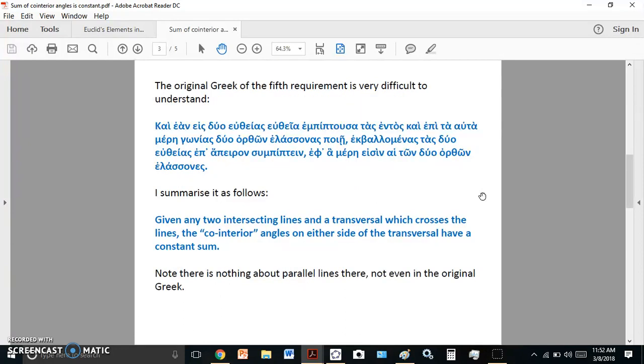Now the original Greek of the 5th requirement is very difficult to understand. So let me read it here just for the heck of it.